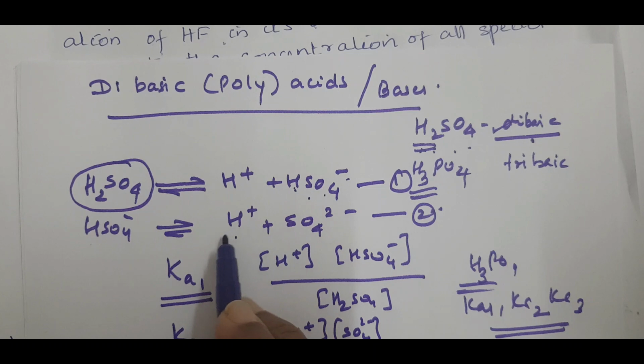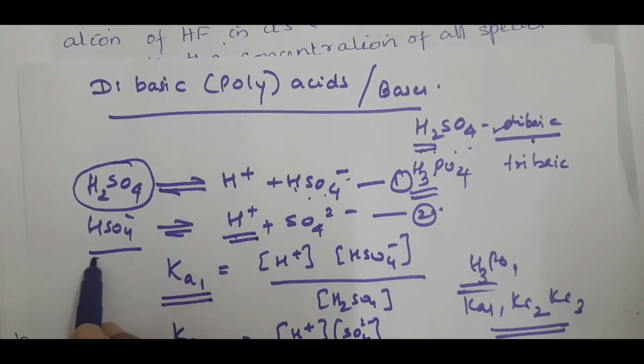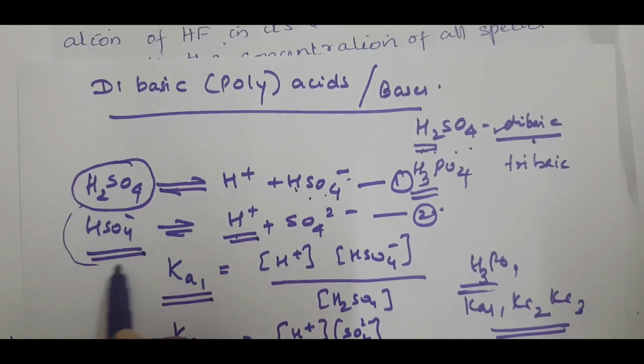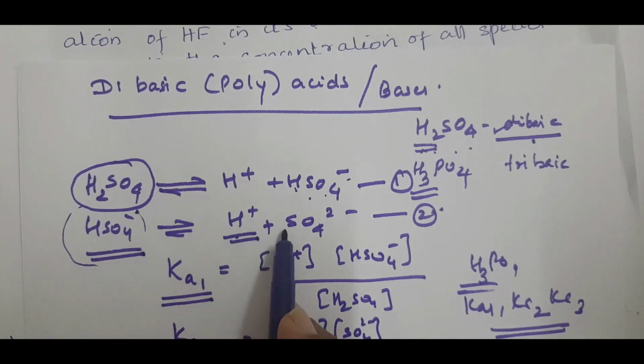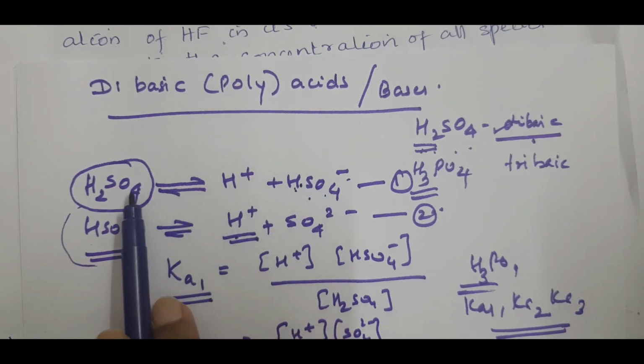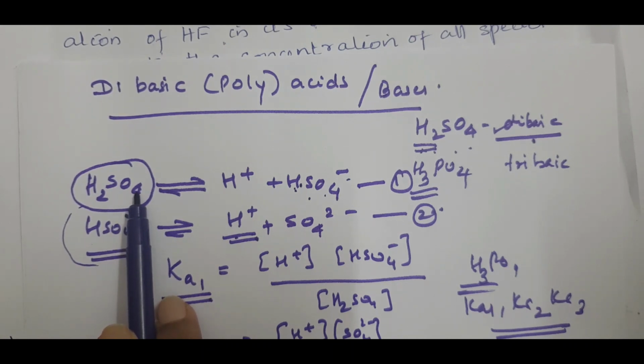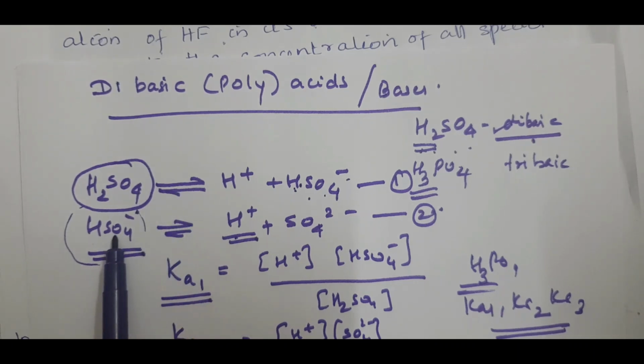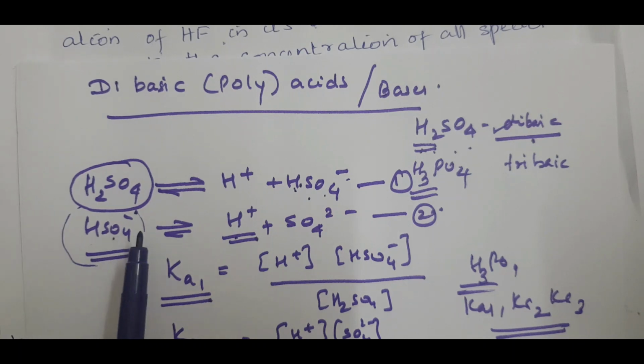Now in the second case, how is this H+ removed? From a negatively charged particle, a positive charge is given out. So that is Ka2. In removing a proton from an uncharged, neutral molecule, it is easier as compared to a negatively charged ion. Or we can say that it is very difficult to remove a proton from a negative ion than from a neutral molecule.